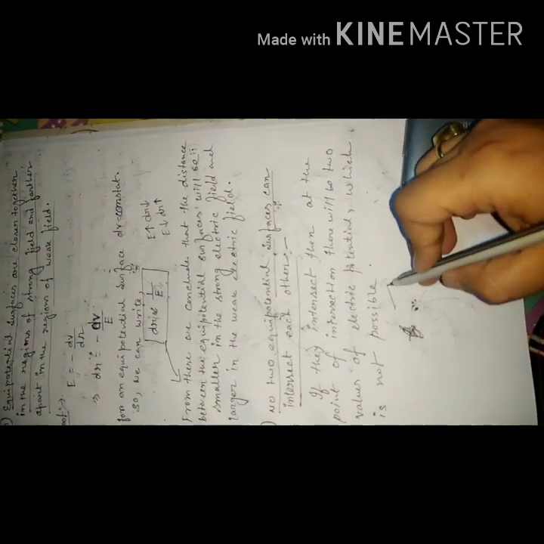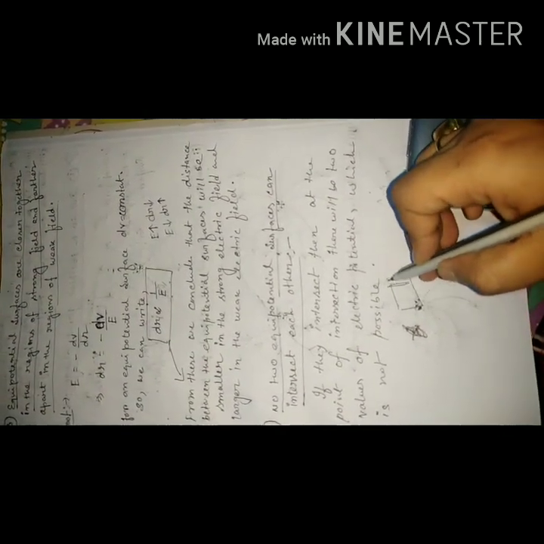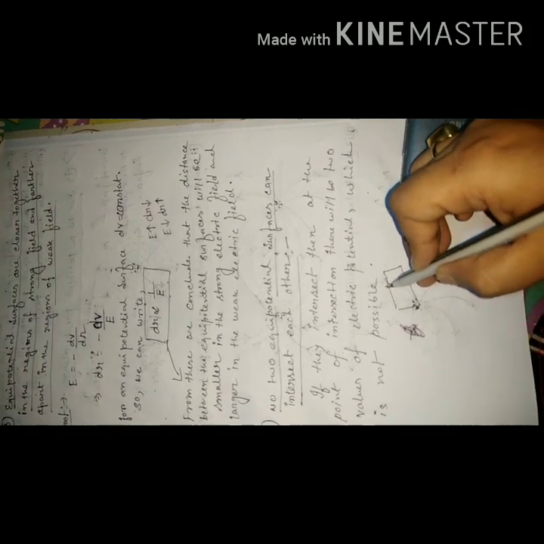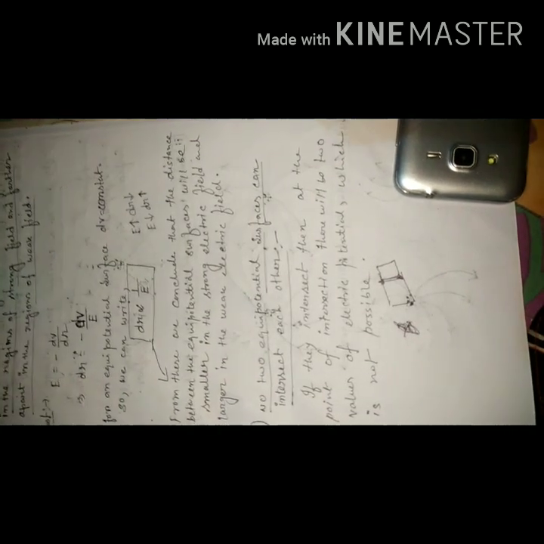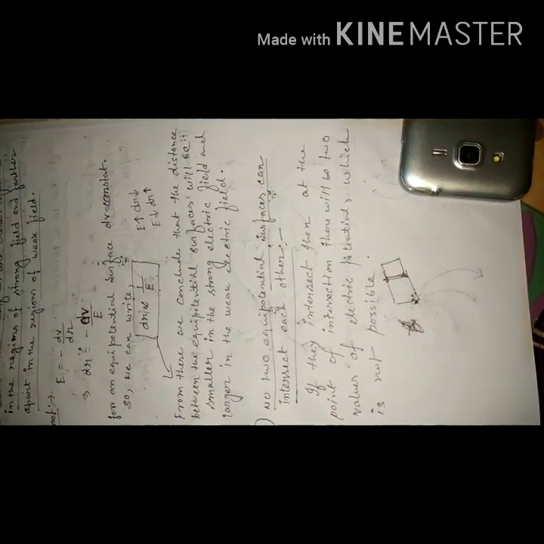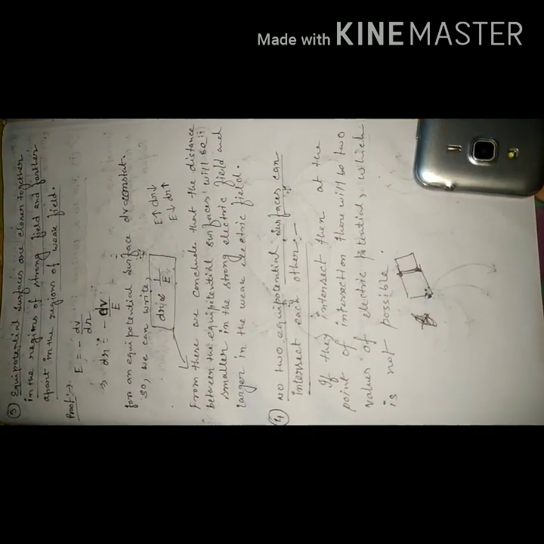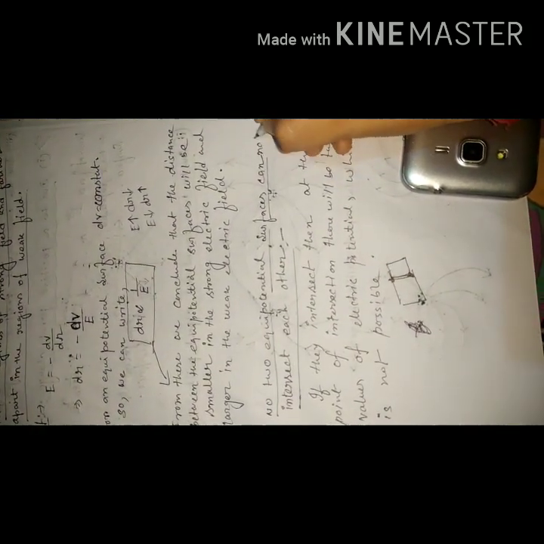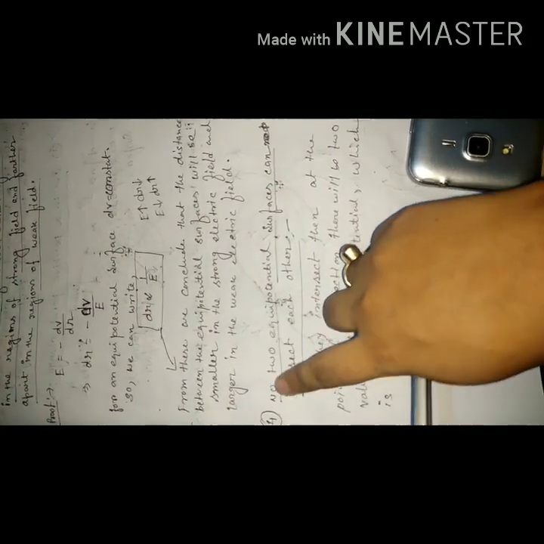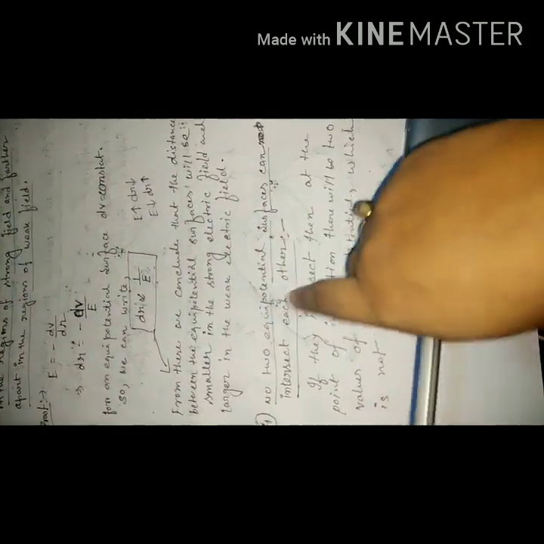This is an electric field line. Suppose this is an equipotential surface, and this is also one. So at this point here and at this point here, we have two potential values. It is not possible. That's why two equipotential surfaces cannot intersect. Here I also mention no two equipotential surfaces can intersect each other. Now let's see some sketches.